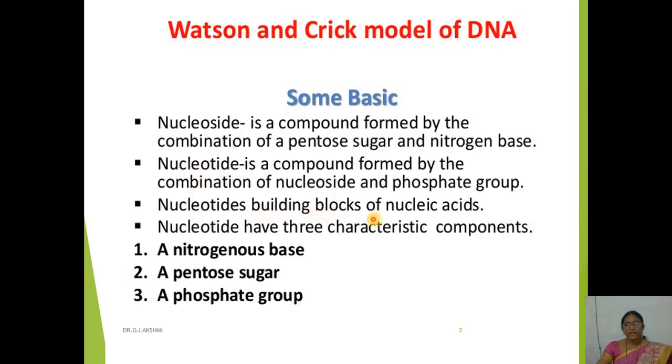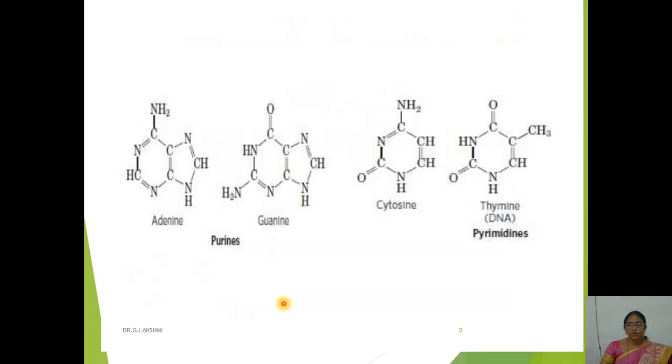Nucleotides are the building blocks of nucleic acid, which means nucleic acids are made up of a combination of nucleotides. Nucleotides have three characteristic components: a nitrogenous base, a pentose sugar and a phosphate group. DNA is made up of two types of nitrogenous bases: purines and pyrimidines.